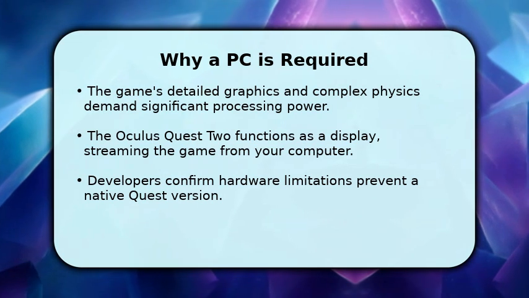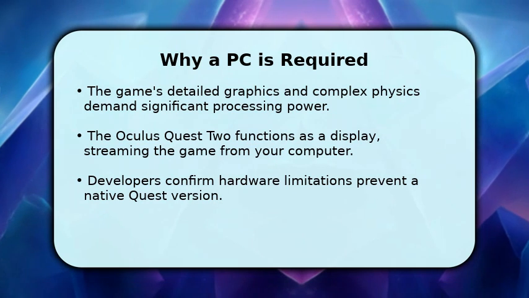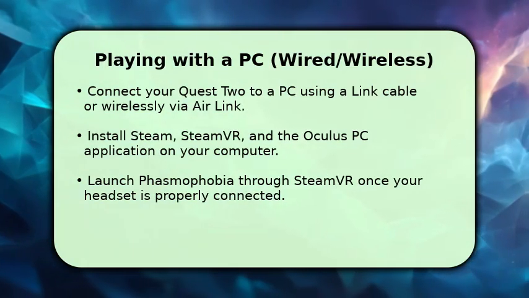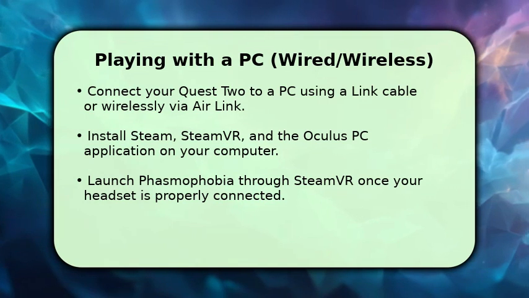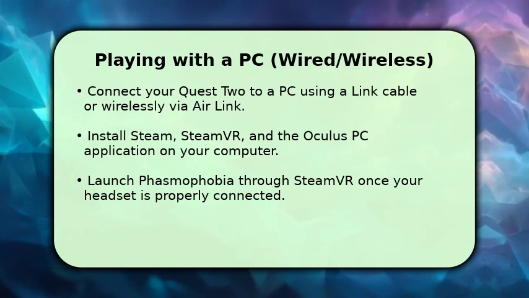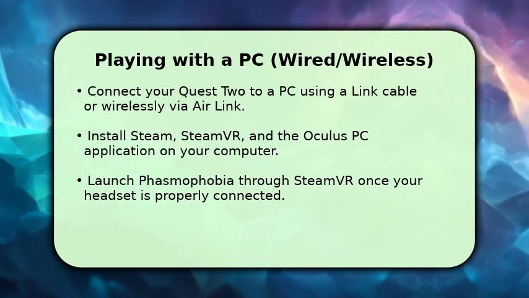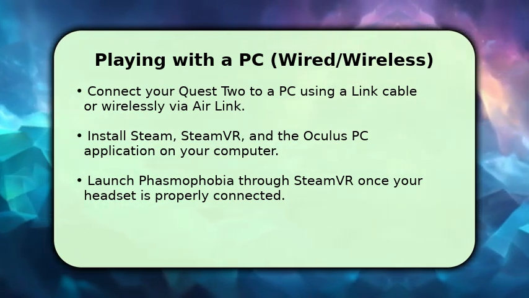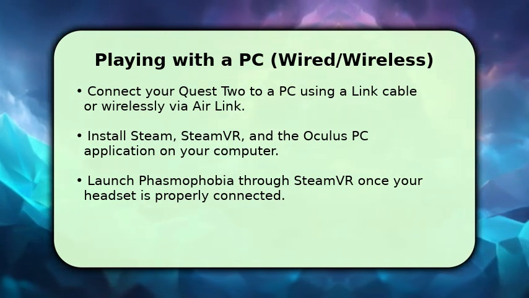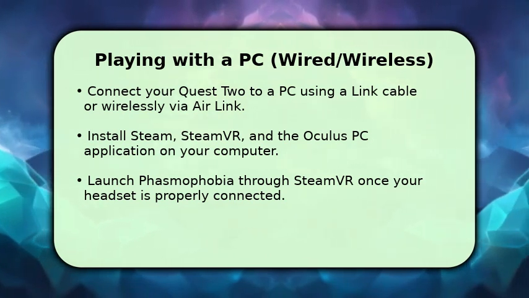The game's creators have also stated that the Quest 2's standalone hardware simply isn't powerful enough to deliver the full experience natively. To play Phasmophobia, you will need to connect your Quest 2 to a gaming PC. This can be done either with a high-quality USB-C link cable for a wired connection, or wirelessly using Oculus AirLink or a third-party application like Virtual Desktop. For wireless play, a strong 5 GHz Wi-Fi network is highly recommended to minimize latency and ensure a smooth experience.